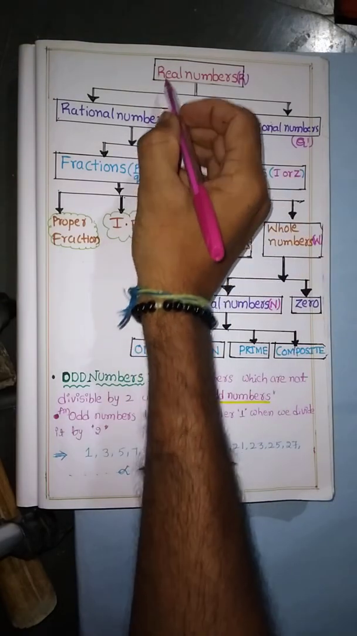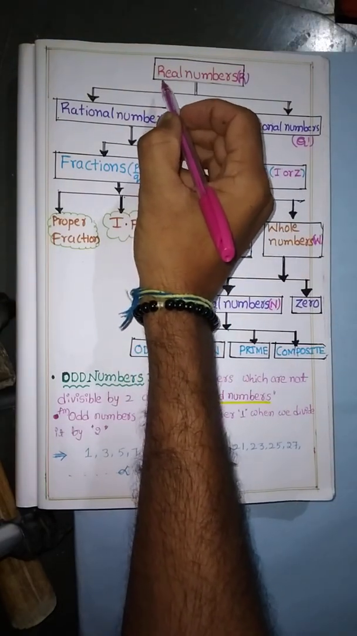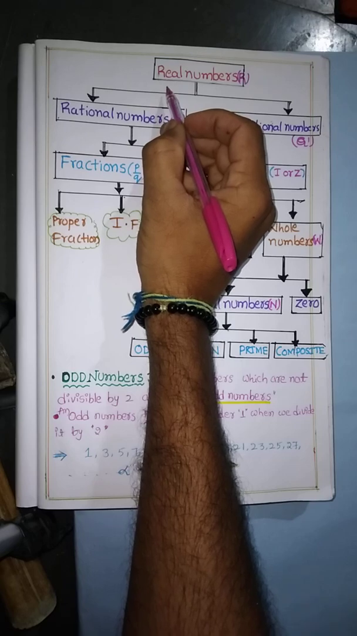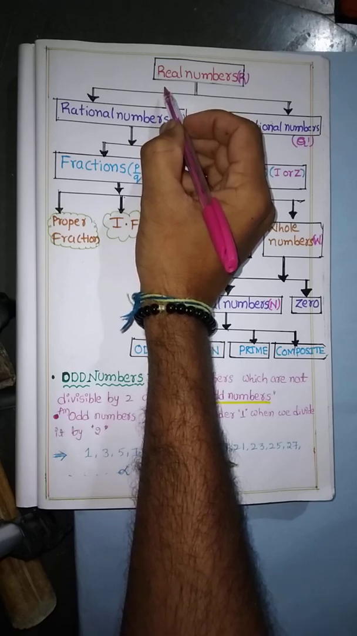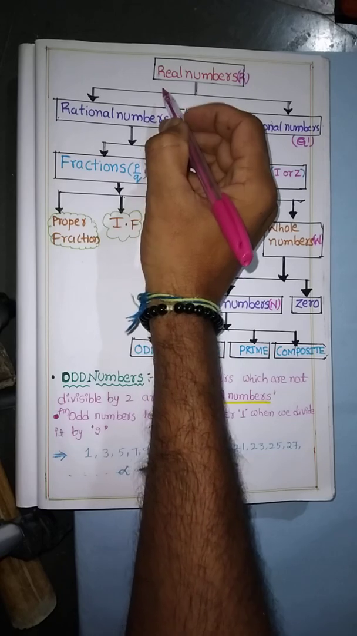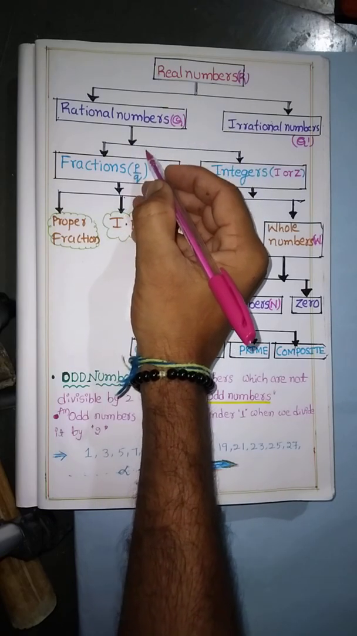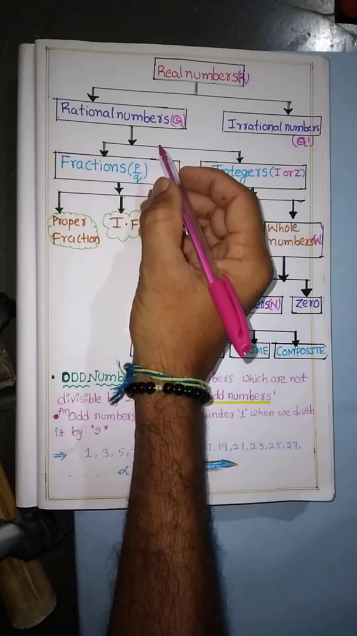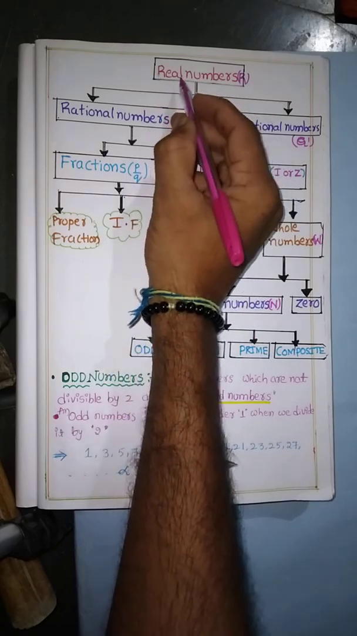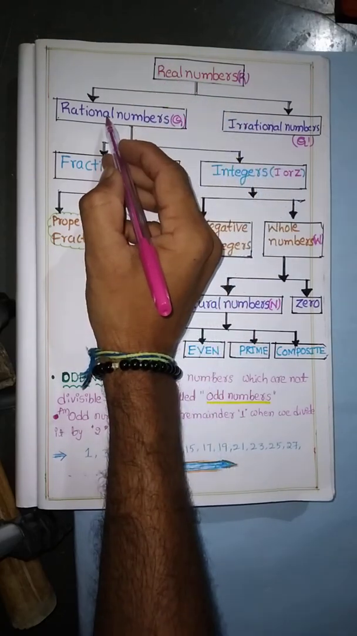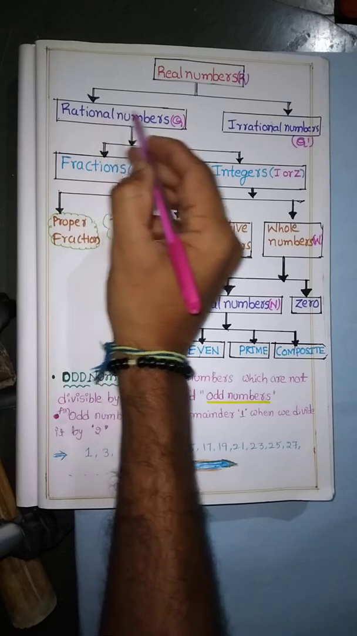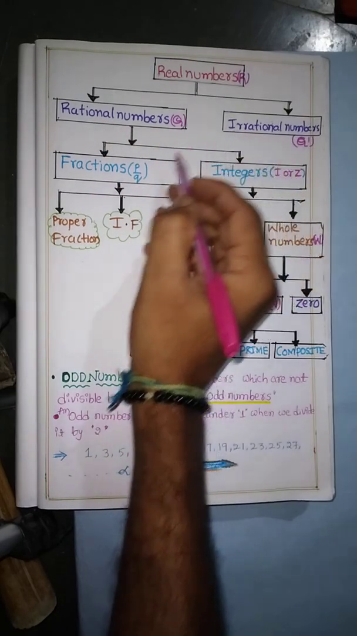Real numbers are included in all boards, like SCERT, NCERT textbooks and the CBSE syllabus. The real numbers chapter is covered in all syllabi. Real numbers are classified into two types: rational numbers and irrational numbers.